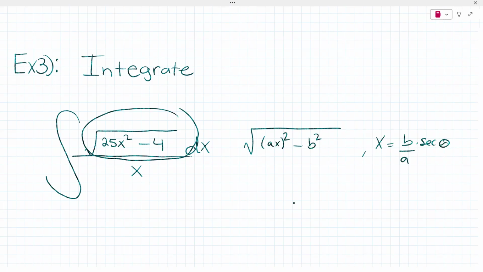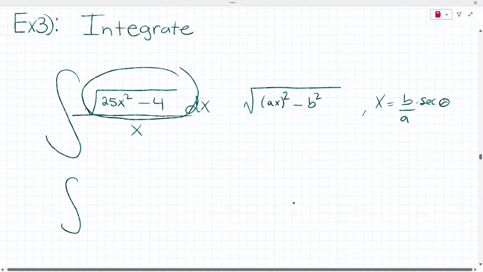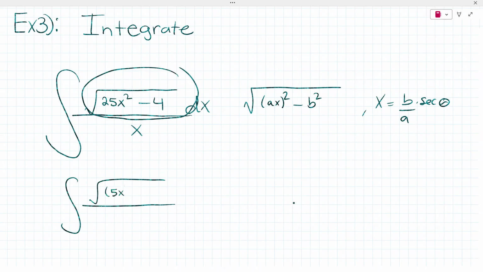So what would be our a? If you want to rewrite this as the square root of 5x squared minus 2 squared, all over x dx, that means my a would be 5 and my b would be 2. So x equals b over a, so b is 2 and my a is 5. You have secant theta.